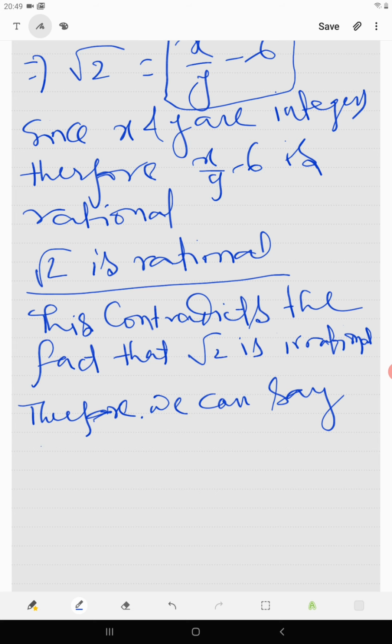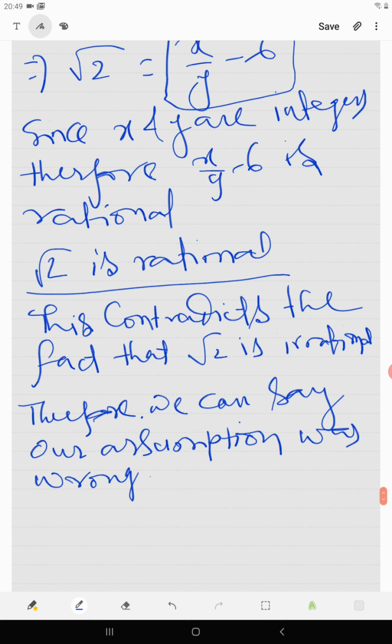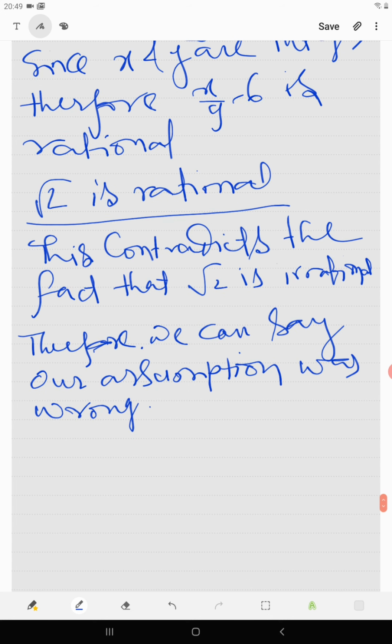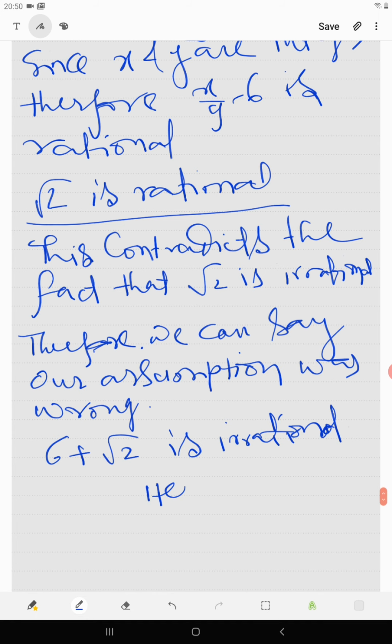Okay? So therefore, we can say our assumption was wrong. That means 6 plus root 2 is irrational, because we assumed 6 plus root 2 is rational, which is wrong. We proved it already. Hence 6 plus root 2 is irrational. Hence proved.